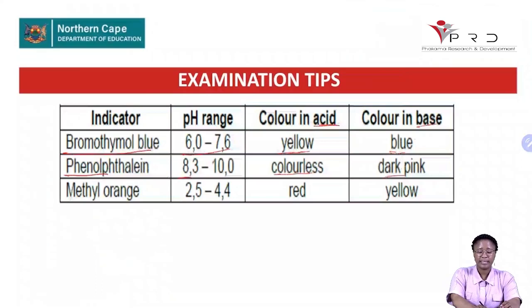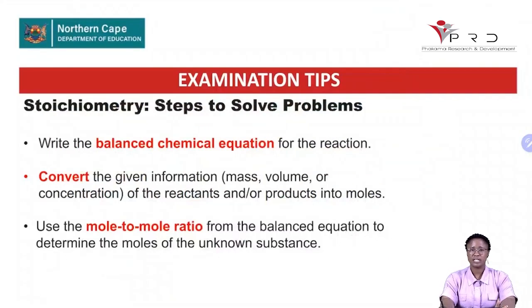All right, and then the other indicator is methyl orange, which you use when you are reacting a strong acid with a weak base. Now the color in the acid will be red, and in the base it will be yellow. So it's very important for you to know all the different colors that the indicators will give you when they reach the end point, when we are doing titration.